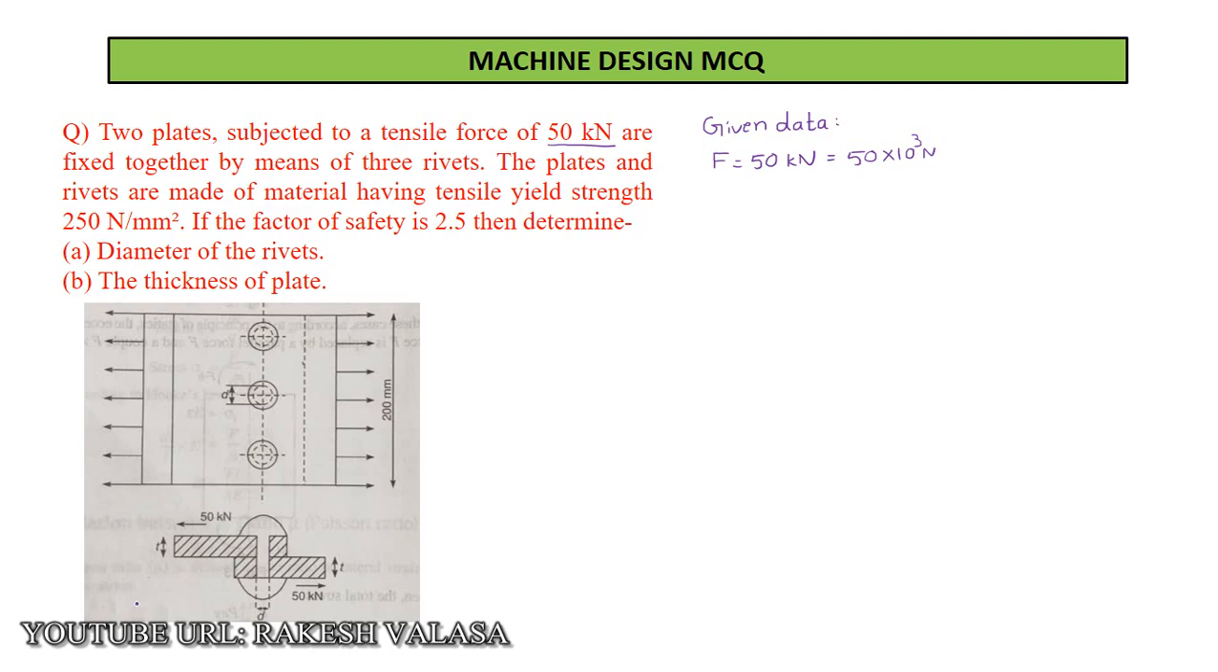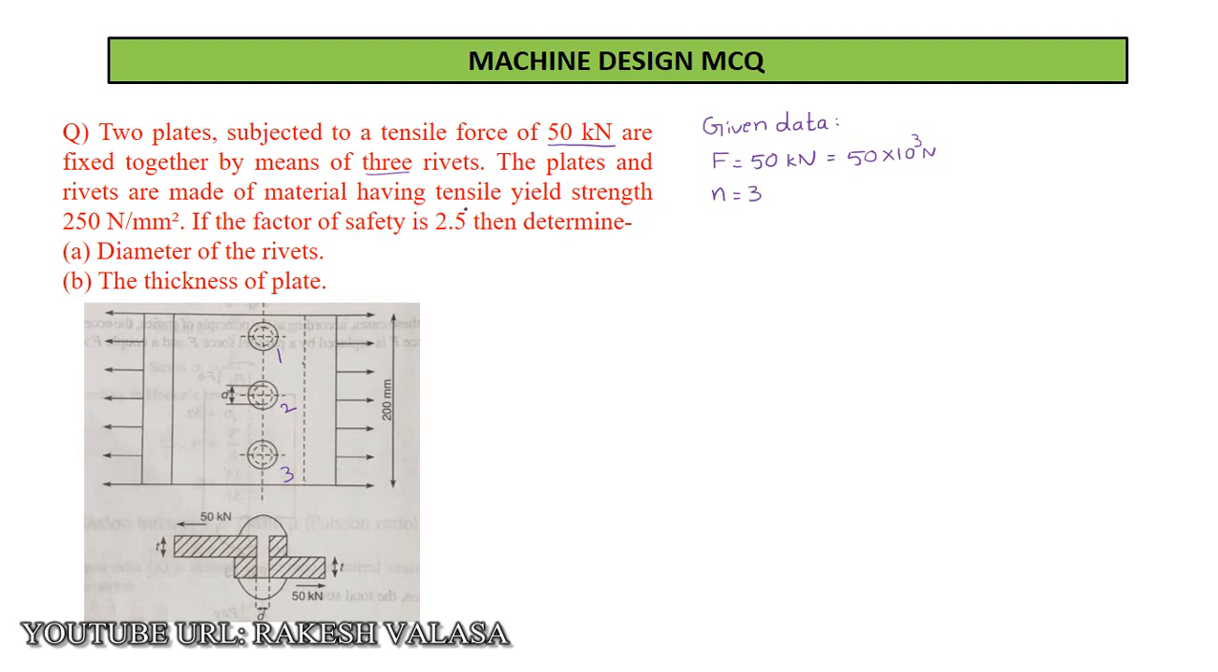You can see the front view of the given figure. Two equal and opposite forces equal to 50 kilonewtons are acting on these plates. You can see one force acting towards the left side, another force acting towards the right side. These two forces are equal and in opposite directions. Number of rivets are three. You can see the top view. This is the first rivet, second rivet, and third rivet. Number of rivets are three.